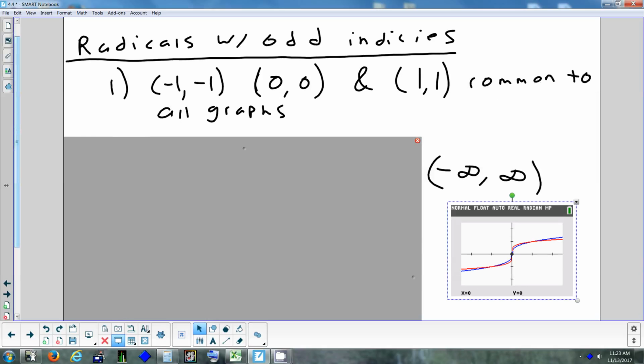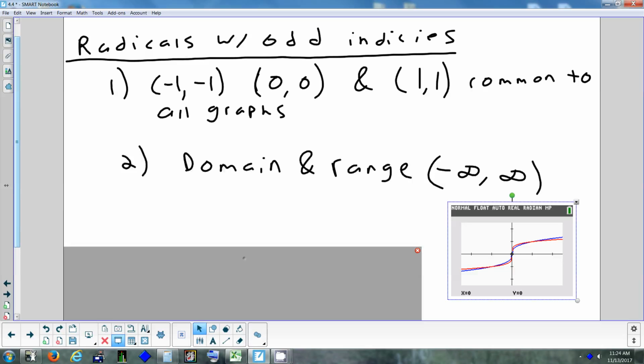And how about how far up and down? Forever. It's not going up very quickly, but it's going to keep going up very, very slowly. So for odd roots, the domain and the range is negative infinity to infinity. It's all real numbers.